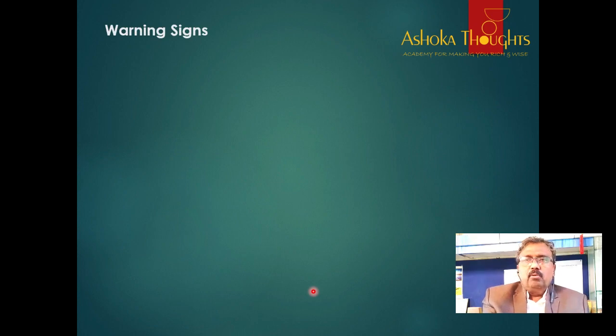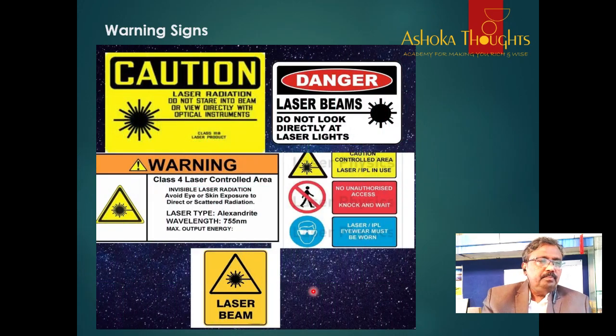Now let's see what the warning signs are. The first one is caution, laser radiation. Do not stare into the beam or view directly with optical instruments into the beam. This one is danger, laser beams. Do not look directly. All these stickers are available in the market. So you have to stick these stickers outside the laser room and of course inside the laser room also, for some instructions to the operator.